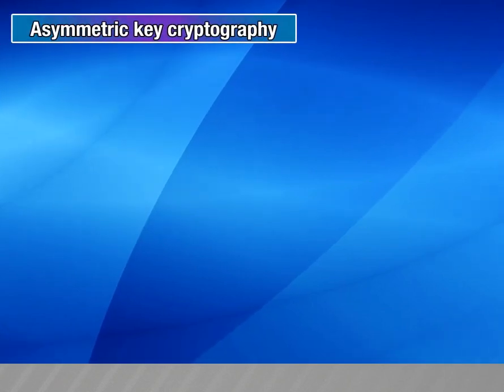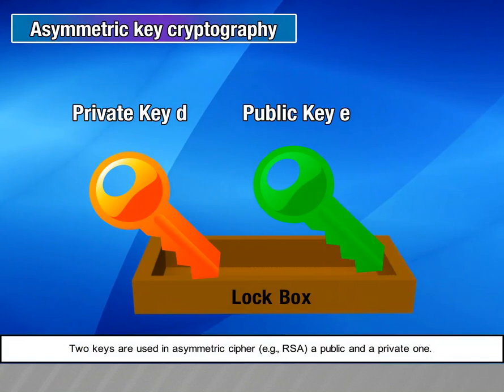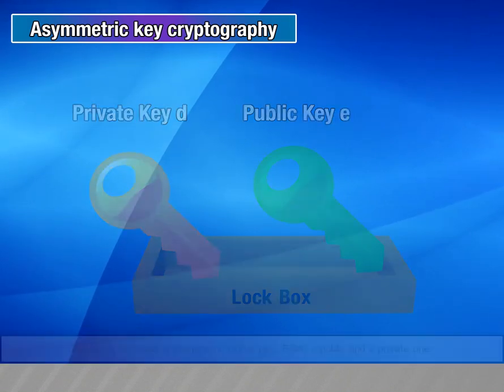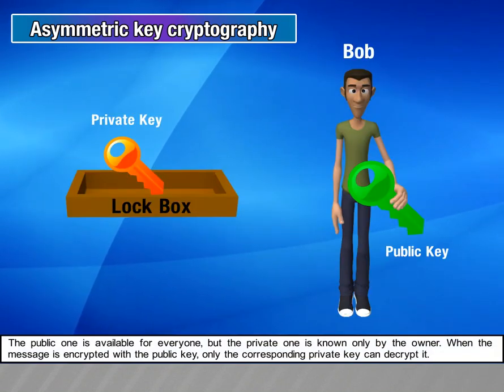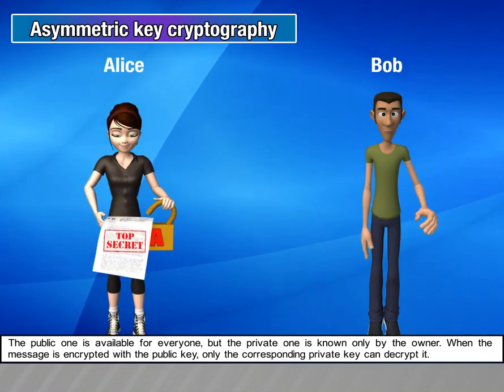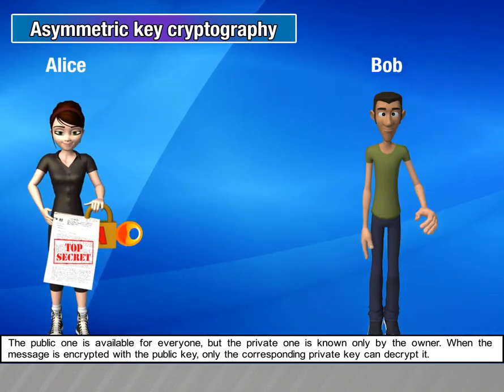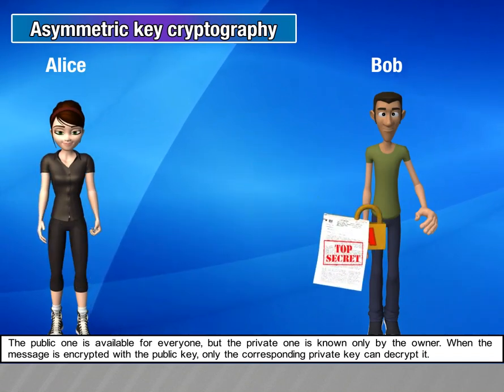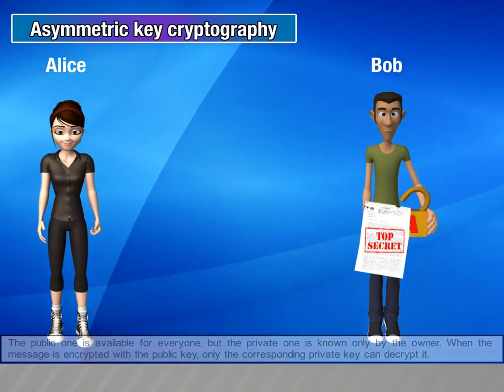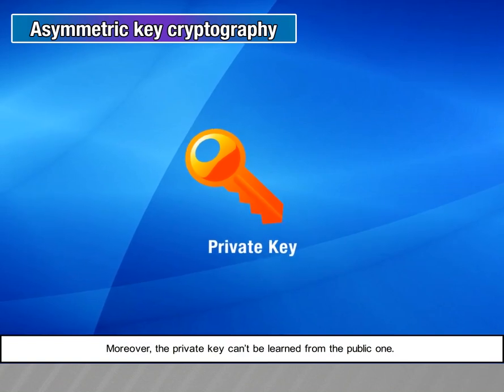Asymmetric key cryptography. Two keys are used in an asymmetric cipher, for example, RSA, a public and a private one. The public one is available for everyone, but the private one is known only by the owner. When the message is encrypted with a public key, only the corresponding private key can decrypt it. Moreover, the private key cannot be learned from the public one.